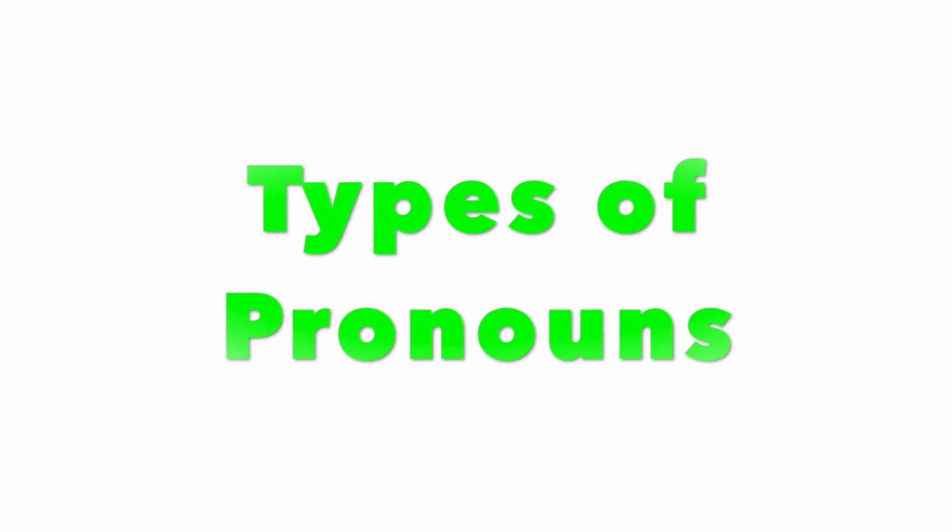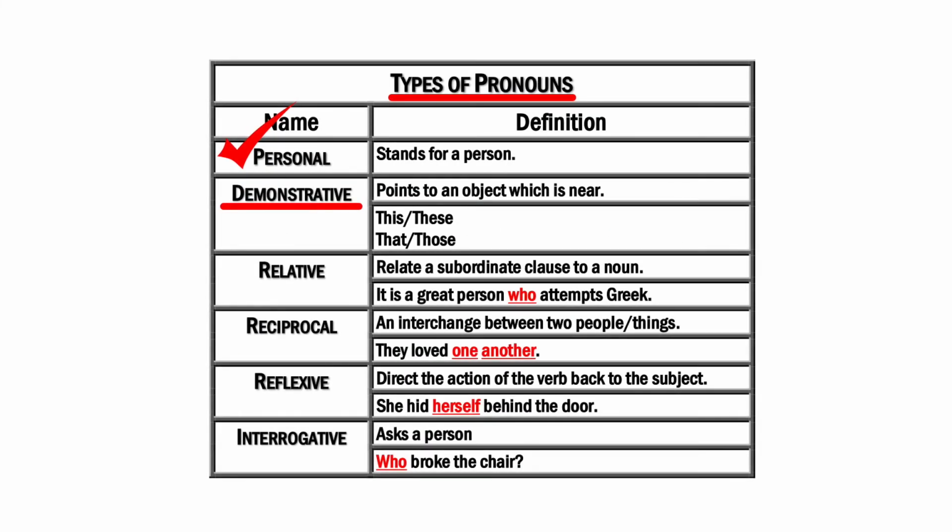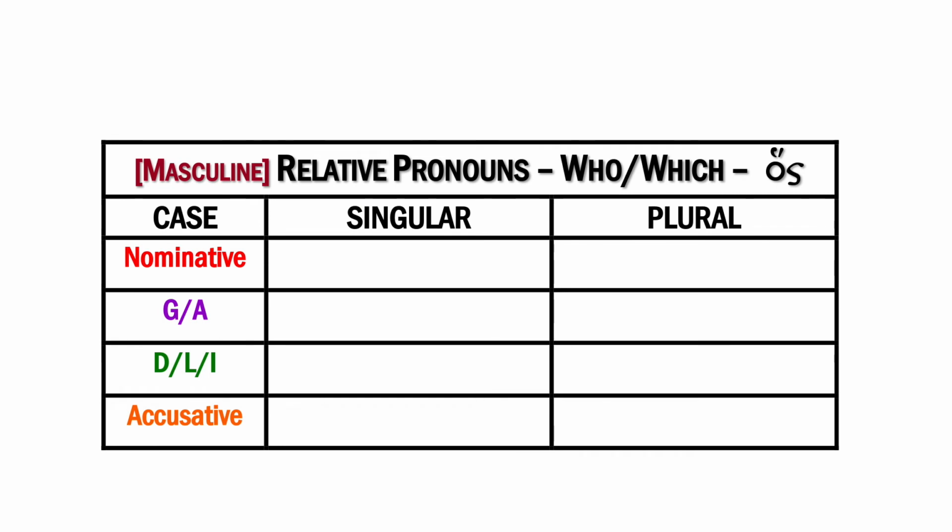Okay, let's move on, and we'll take a look at our pronoun chart that we were looking at before. We dealt with personal pronouns and demonstrative pronouns. Now we're going to look at relative pronouns, which basically is the Greek words for who and which. Okay, let's start with the masculine form of the relative pronoun who and which, which is hos. Hos, who, ho, han, hoi, hon, hois, hus.